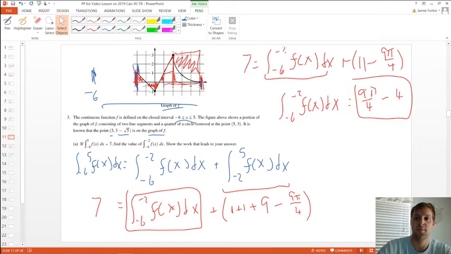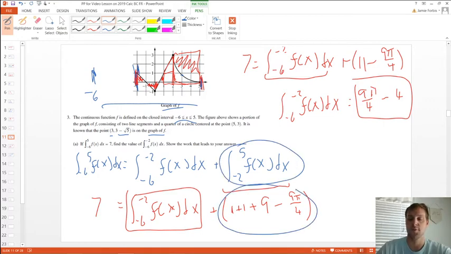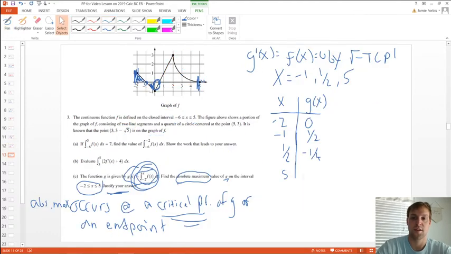It was 9 pi over 4 minus 4... wait, no, I'm sorry. It was 11 minus 9 pi over 4, right? This area right here was 11 minus 9 pi over 4. So I know this is 11 minus 9 pi over 4.